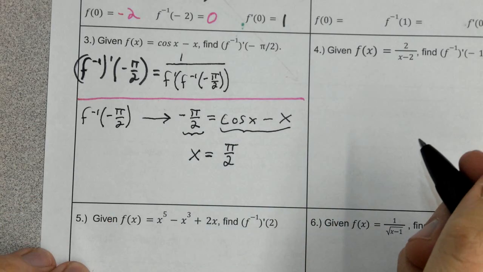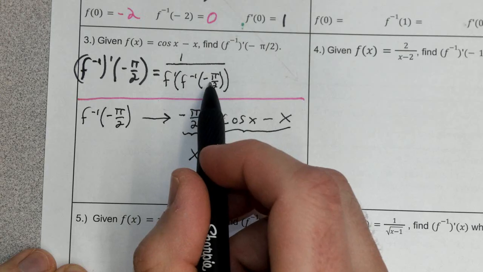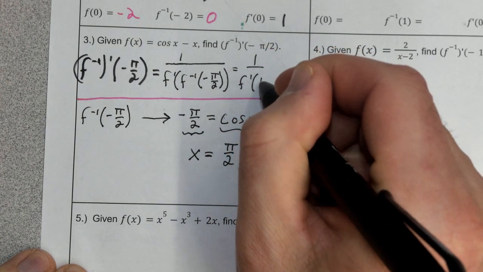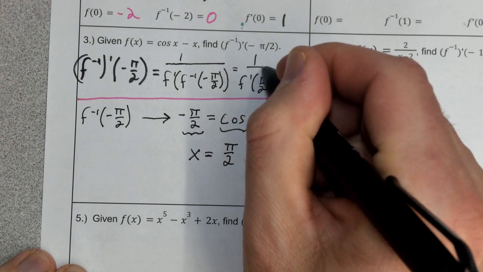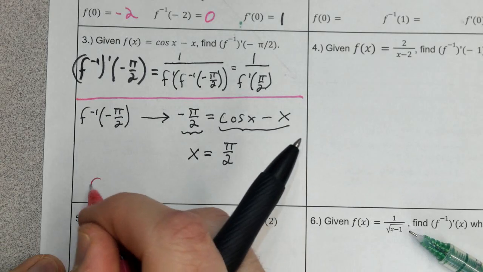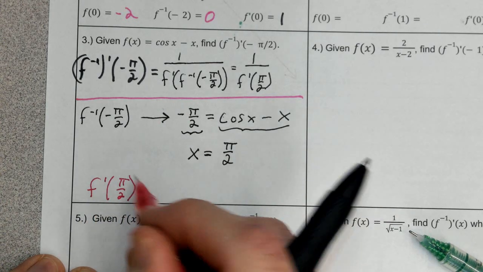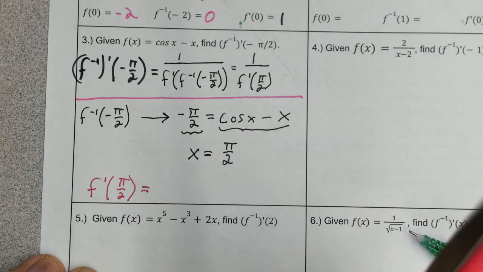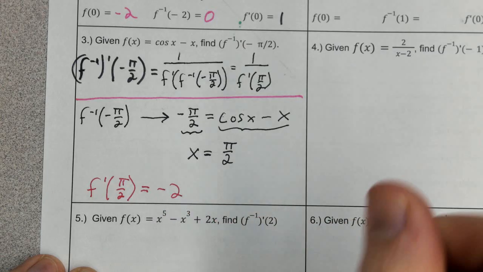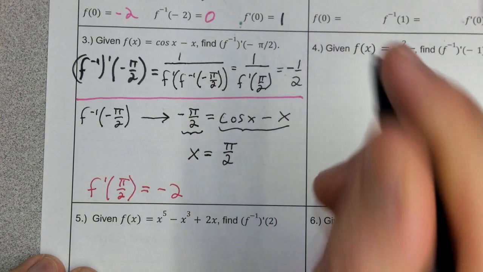Okay. So what does that mean? That means that in place of this f inverse of negative pi over 2, we're going to get 1 divided by f prime, and we're going to put in pi over 2 there. Okay. So then you ask yourself, well, what is f prime of pi over 2? And again, you could do this by hand, just derive the function and plug in pi over 2, or use your graphing calculator, figure out that it is negative 2. Okay. So you're going to get 1 over negative 2, or you could just say negative 1/2, like so.